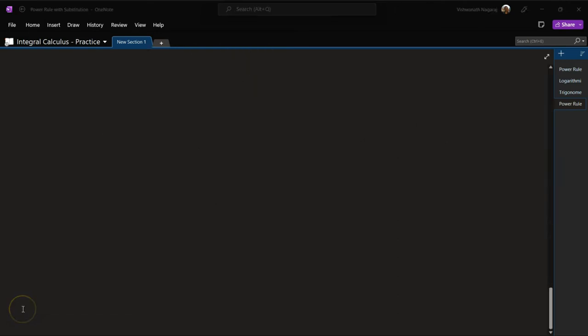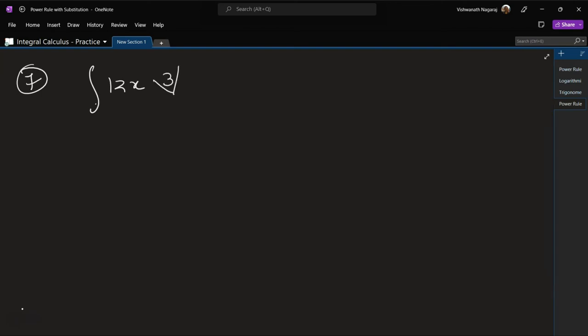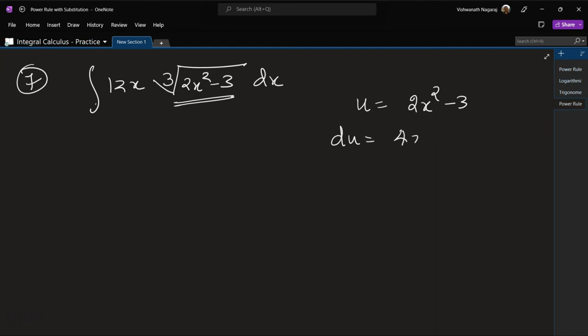The seventh one, let's change gears now. Integral of 12x times cube root of (2x^2 - 3) dx. Looks complicated, right? Let's see what happens. Let's take this expression as u. So u becomes 2x^2 - 3. Okay, so du would be 4x.